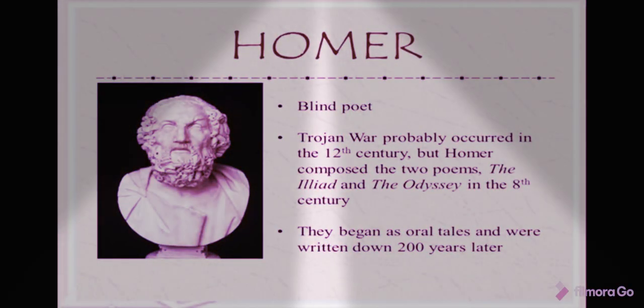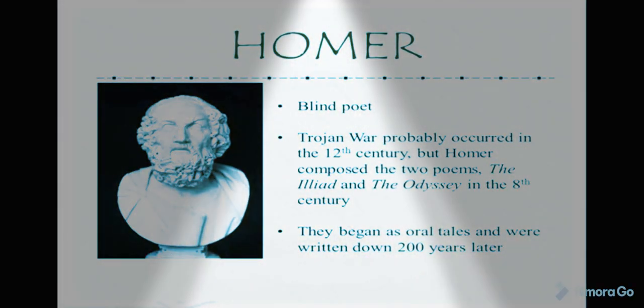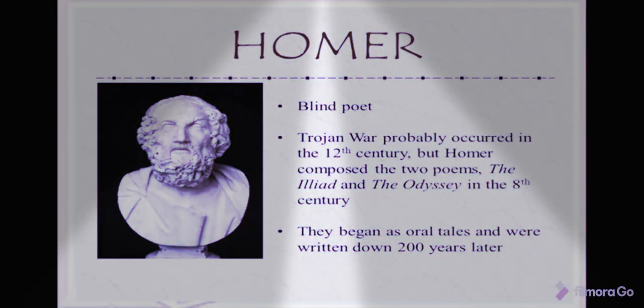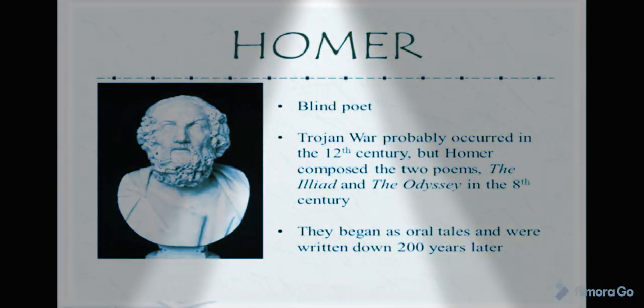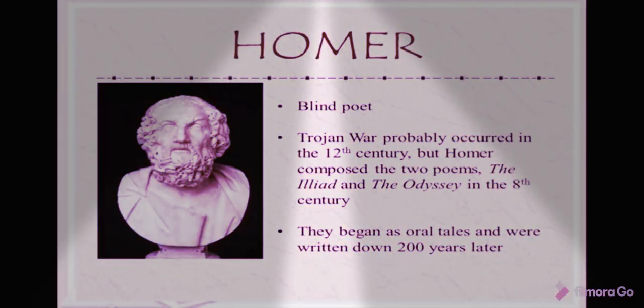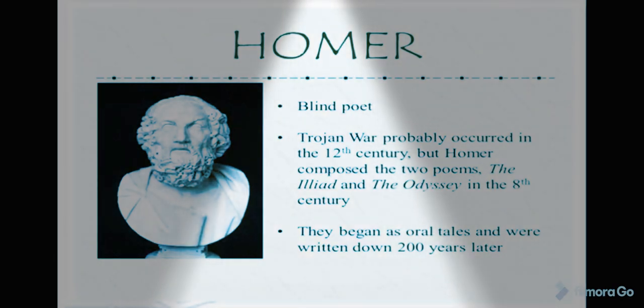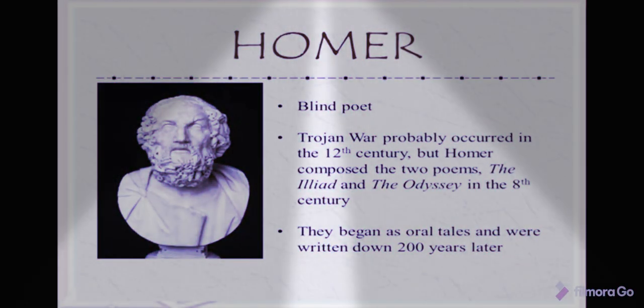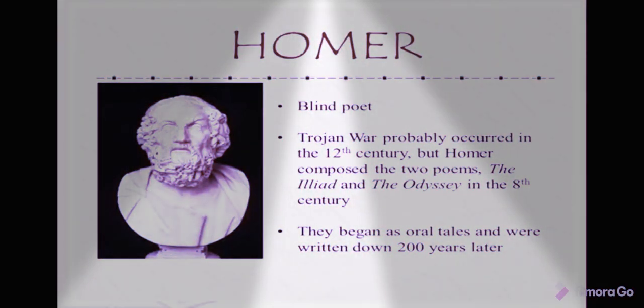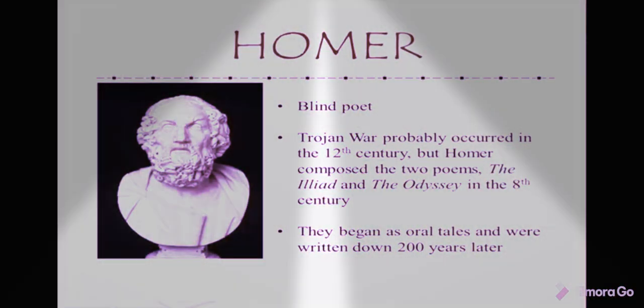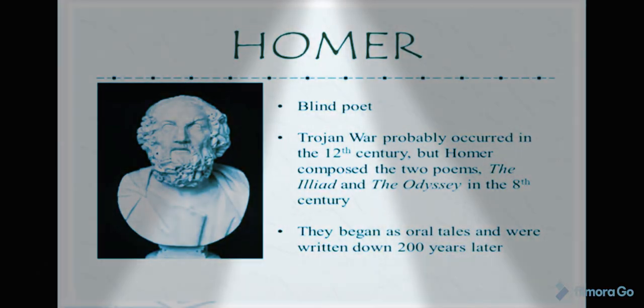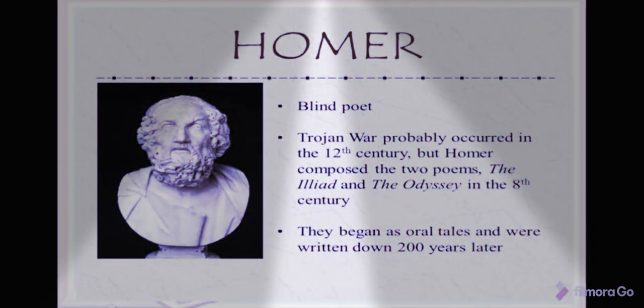Now, the Trojan War probably happened in the 12th century. We do not know whether it really happened, but Homer composed two poems, the Iliad and the Odyssey, in the 8th century. They were just oral tales when Homer composed them, but later they were written down. After around 2 centuries, they were written down by people.